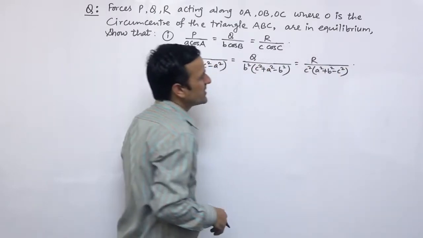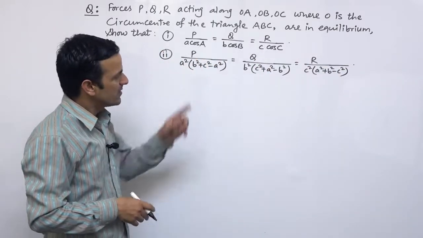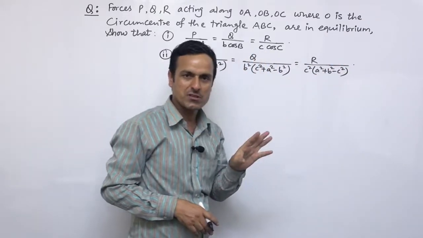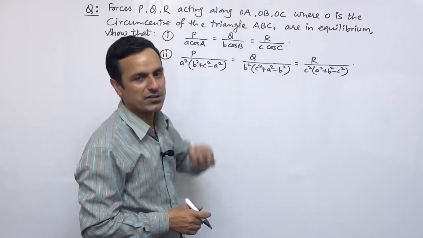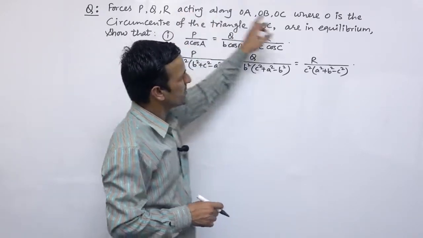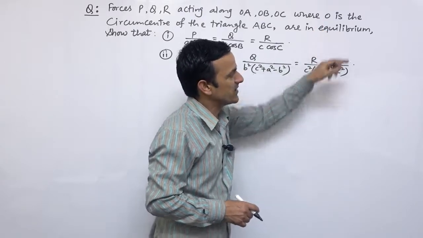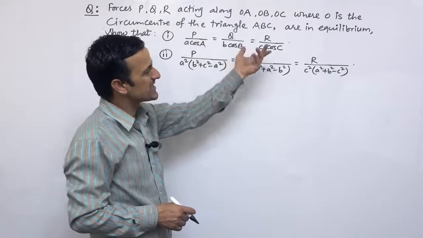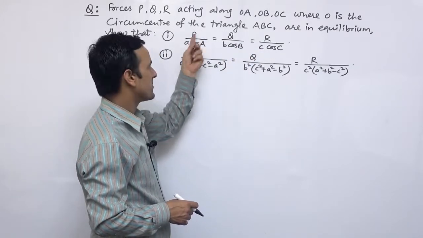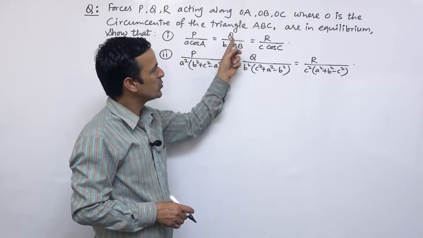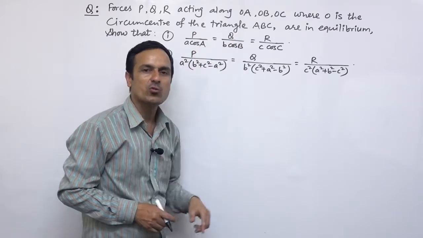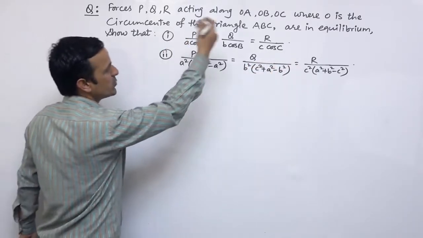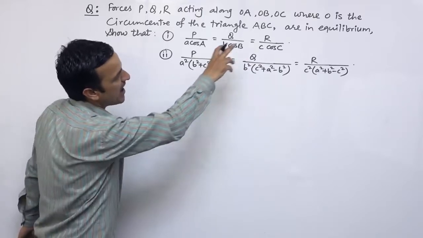P, Q, R are in equilibrium. So if three forces are in equilibrium, we can use Lami's theorem. Lami's theorem is applied under one condition: if three forces act at the same point and are in equilibrium, then Lami's theorem can be applied. So here, using this Lami's theorem, prove that P upon A cos A is equal to Q upon B cos B is equal to R upon C cos C. So this can be proved by using Lami's theorem when they are in equilibrium.